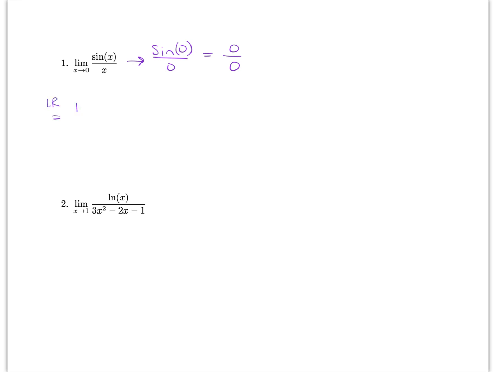The limit as x goes to 0, the derivative of sine x is cosine x, and the derivative of x is 1. And now if I try to plug in x equals 0, I get the cosine of 0 over 1, which is 1 over 1, which is 1.